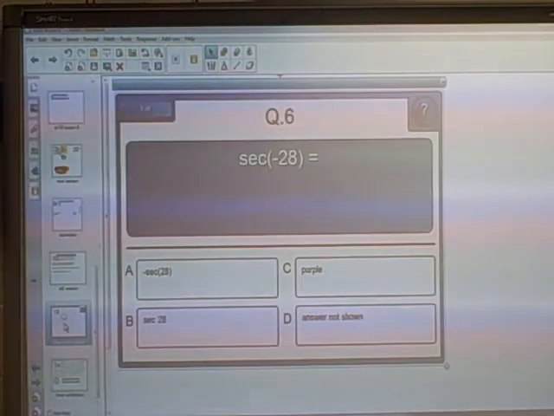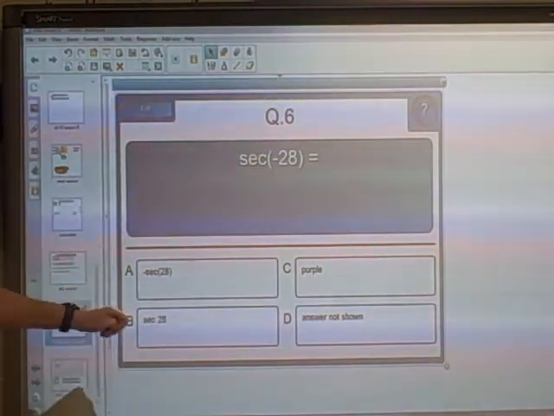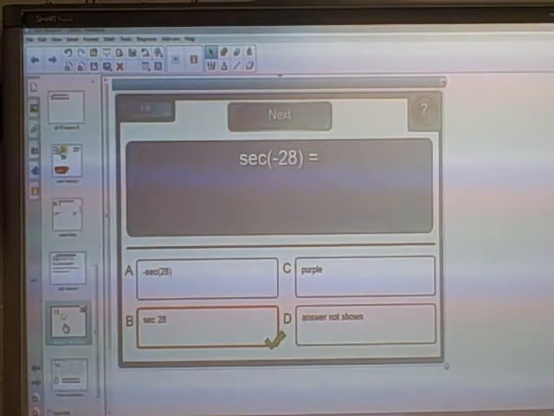which is indeed correct. And our last one, secant of negative 28. Secant's the reciprocal of cosine. Cosine is an even function, so we should end up with the same thing. So secant of negative 28 should equal secant 28, and indeed it does.